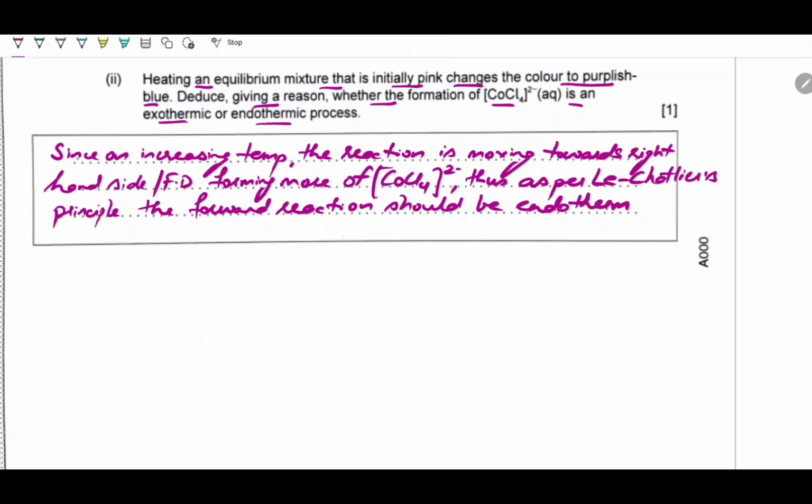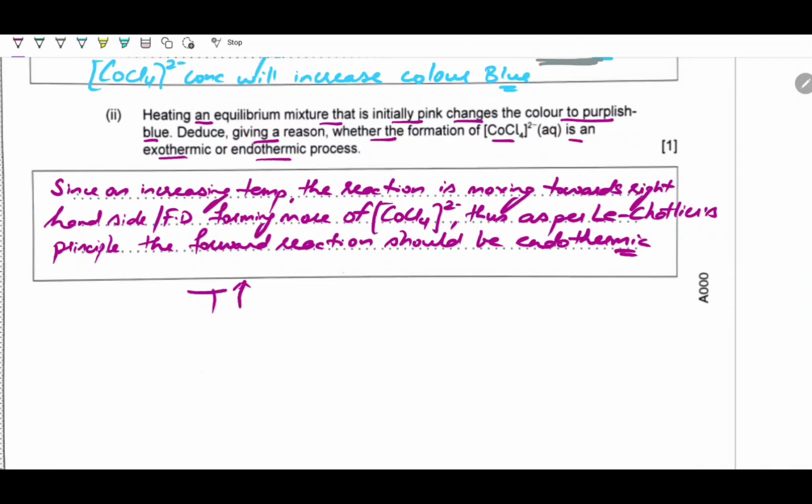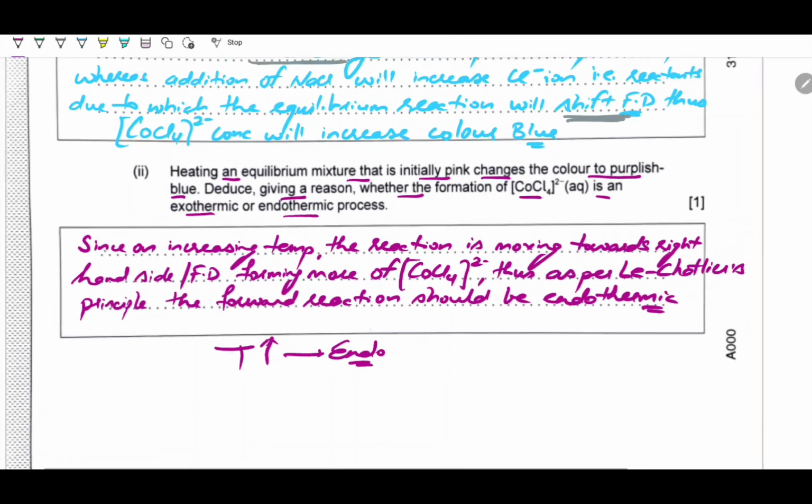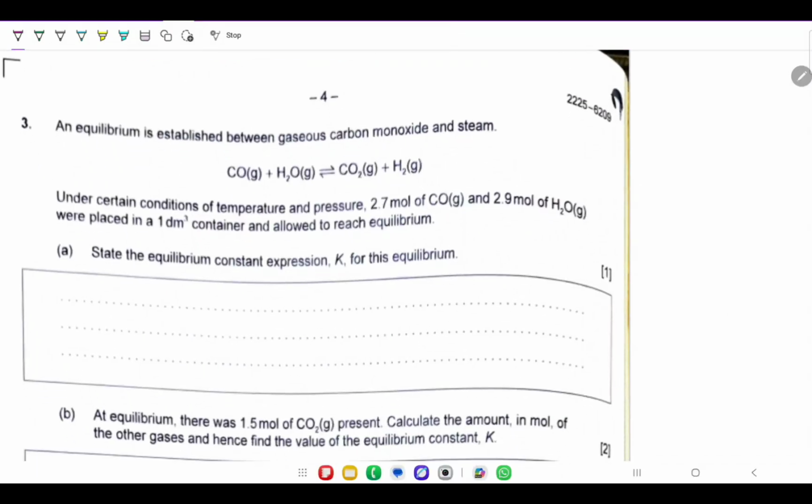Why? Because as per Le Chatelier's principle, if you increase temperature, the reaction always moves towards the endothermic side. And since in this case the forward reaction is endothermic because CoCl4 concentration is increasing, that should be the answer for this question. Now question 3, next question.